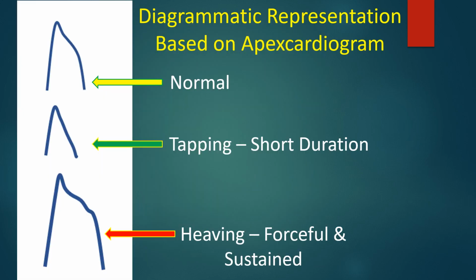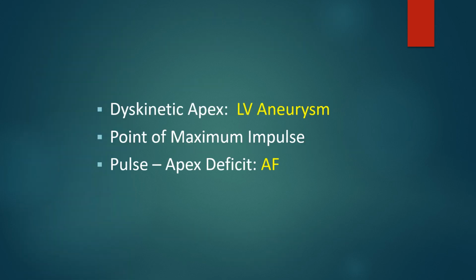Tapping apex beat is the palpable counterpart of a loud first heart sound in mitral stenosis. A forceful apex beat is seen in regurgitant lesions like aortic and mitral regurgitation. It is also called a hyperdynamic apex. Heaving apex beat is both forceful and sustained and is characteristic of left ventricular hypertrophy of severe aortic stenosis. Dyskinetic apex in left ventricular aneurysm is a seesaw pulsation with an additional out-of-phase bulge above the lowest impulse.